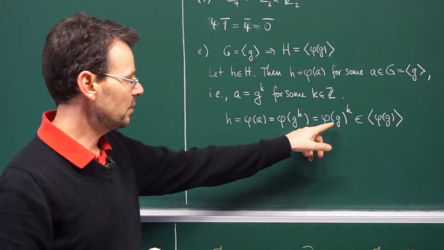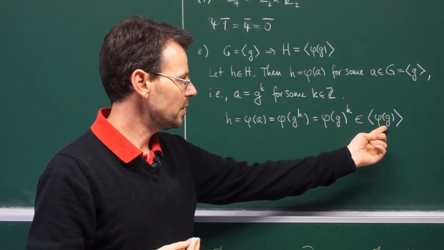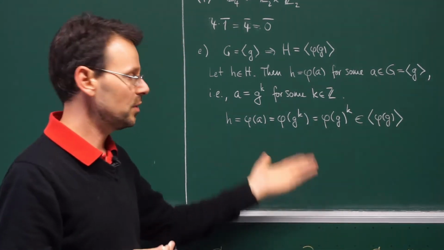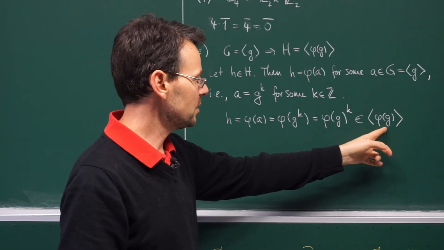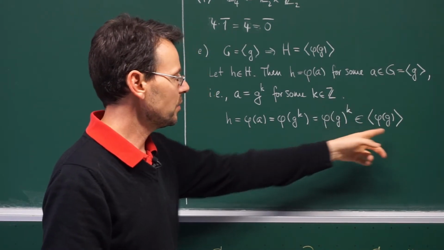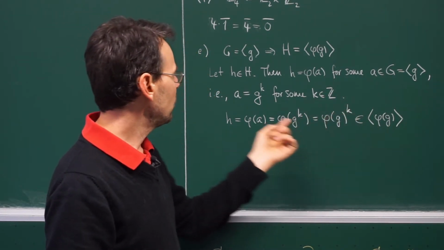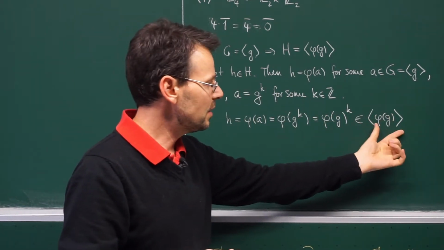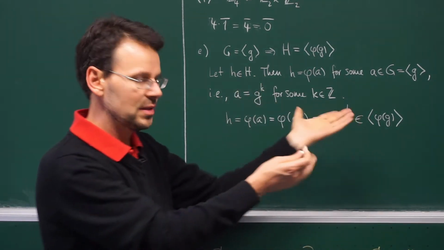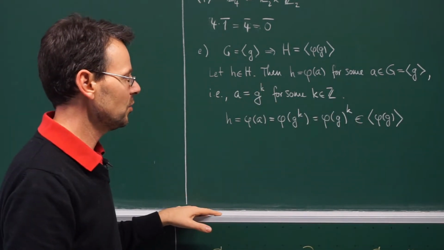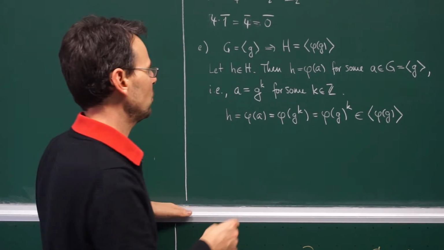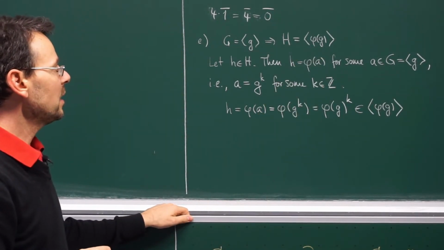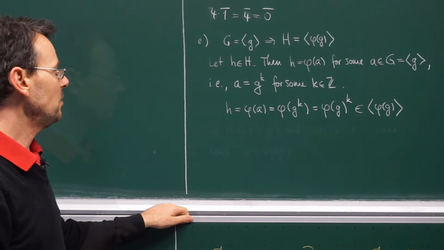Another way to put it, this here clearly is an element of the cyclic group generated by phi of g. By definition, this set consists of all the integer powers of this element. So we know that H is a subset of this here, but clearly this is also a subset of H, because this is a subgroup of H by definition. So this shows that H is indeed cyclic and generated by phi of g.